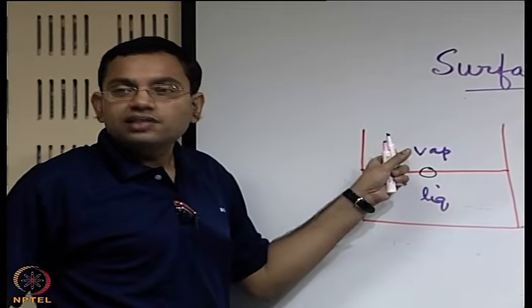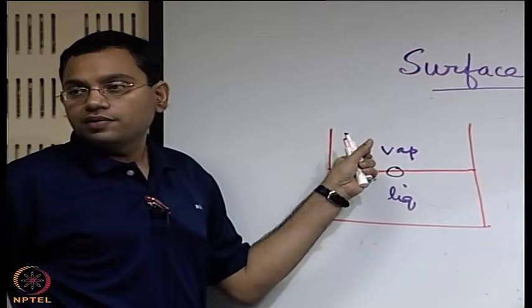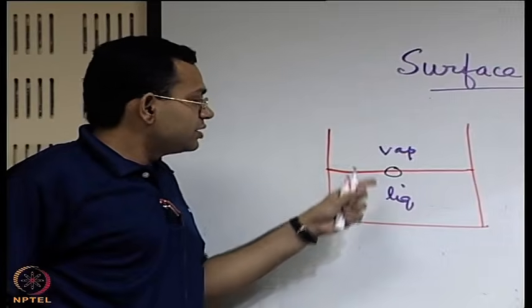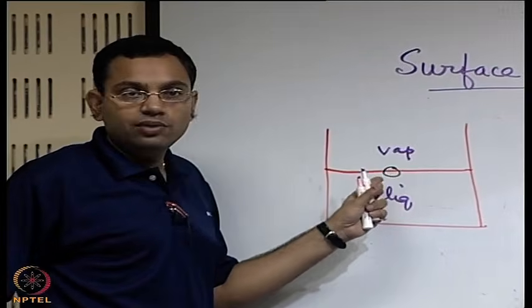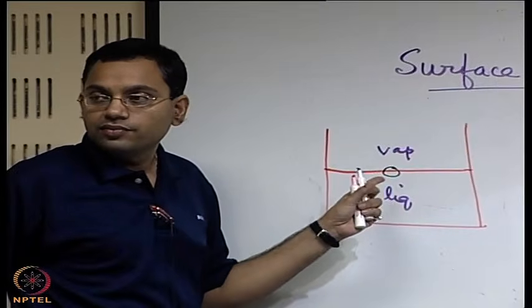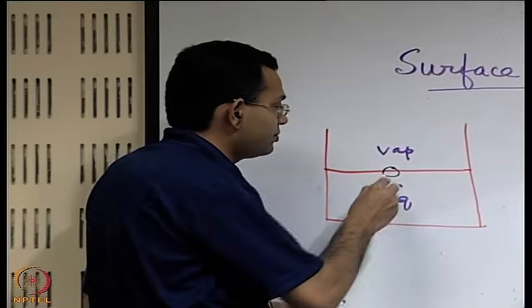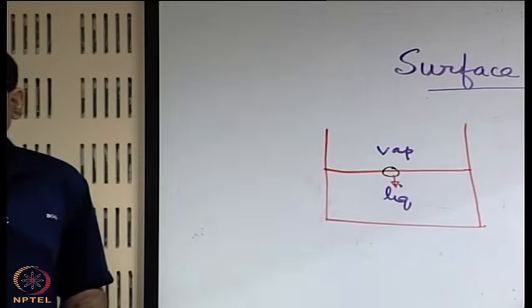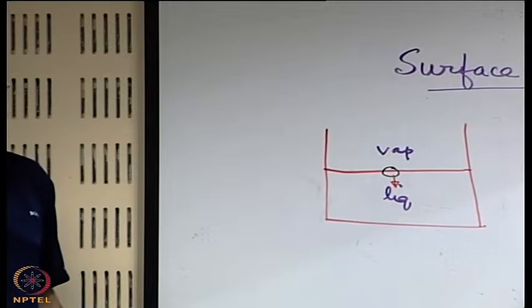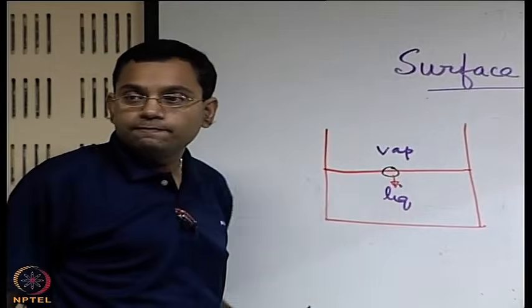Vapor is obviously much less dense than liquid, so what do you expect? You expect that which side will be pulling this molecule more, liquid side or vapor side? The liquid side will be pulling it more. So it is intuitively expected that this molecule will have a net resultant pull that is acting on it.